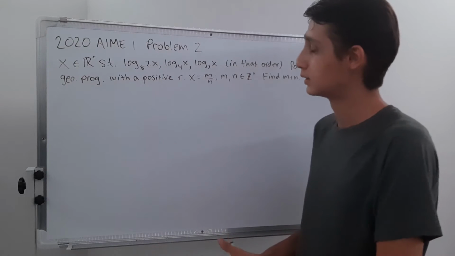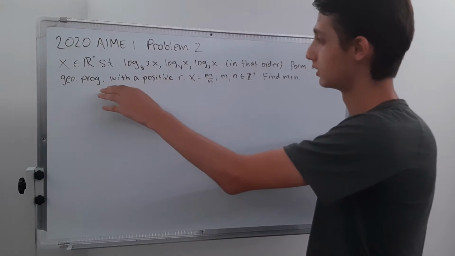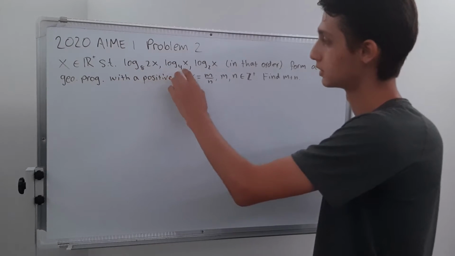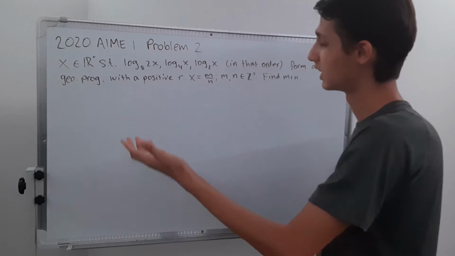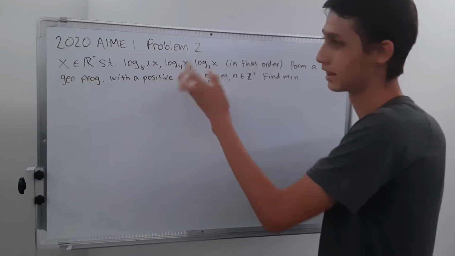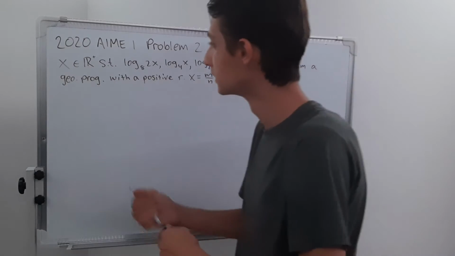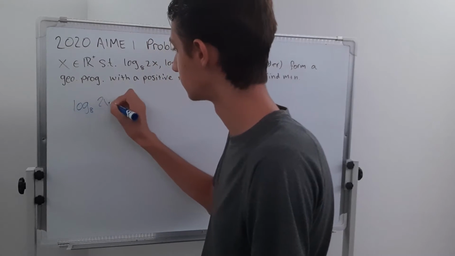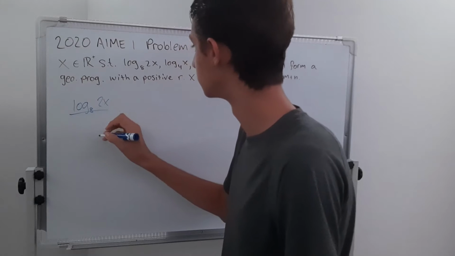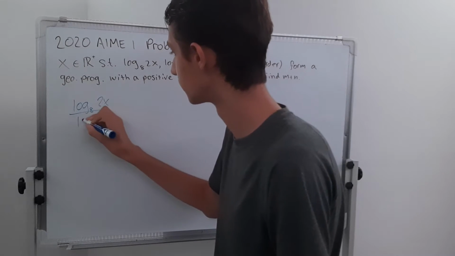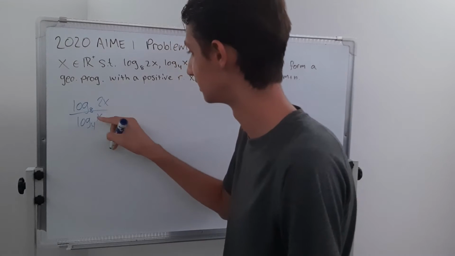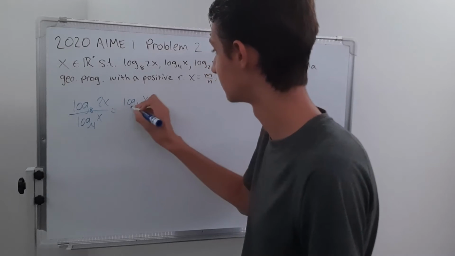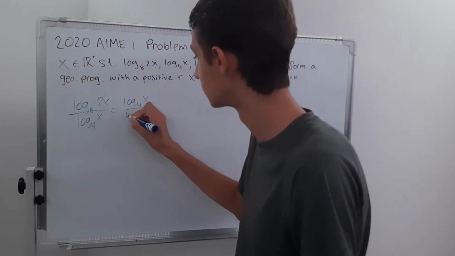So basically, the ratio is the same across these three. The ratio between these two and the ratio between these two are the same, meaning that this divided by that is equal to that divided by that. So we can set up an equation: log base 8 of 2x divided by log base 4 of x is equal to log base 4 of x divided by log base 2 of x.